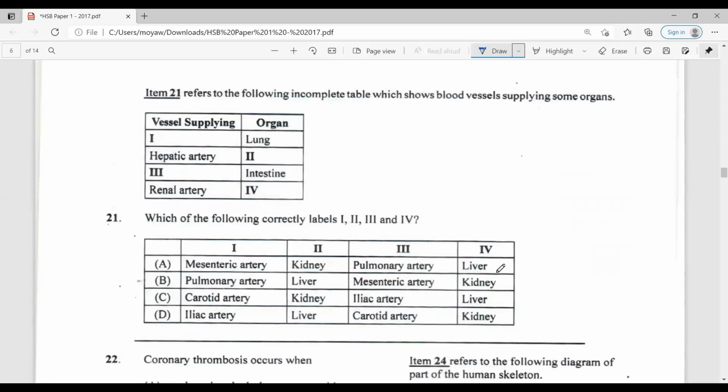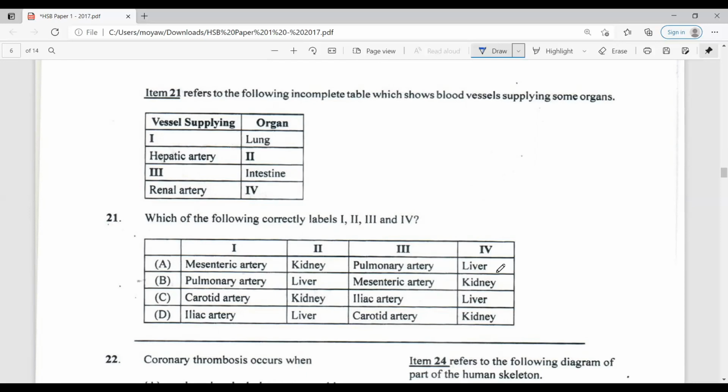21. Item 21 refers to the following incomplete table, which shows blood vessels supplying some organs. So we have vessels supplying, and then we have organ in the other column. We have the organ lung, and that's for 1. And then we have hepatic artery for 2. We need to know the organ the hepatic artery is going to supply. And then 3, we have intestine, which is the organ. And then renal artery, and we have to figure out which organ the renal artery is going to supply.